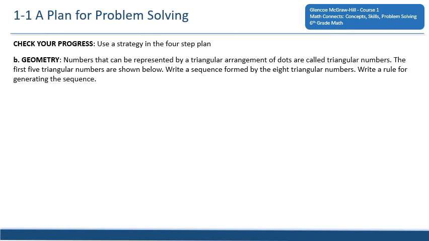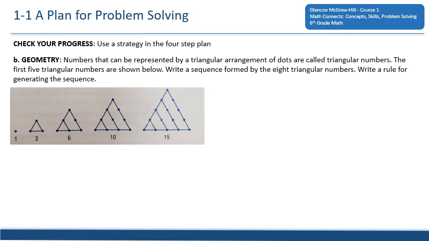So B, geometry. Numbers that can be represented by a triangular arrangement of dots are called triangular numbers. The first 5 triangular numbers are shown below. Write a sequence formed by the 8 triangular numbers. Write a rule for generating the sequence. So these are right in your textbook.